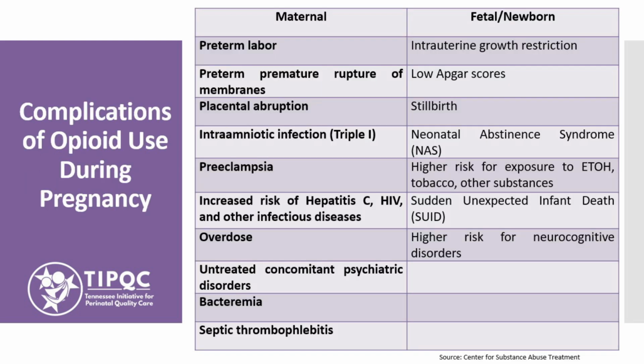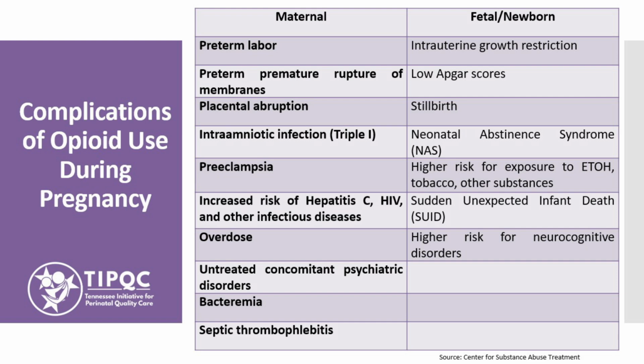So why do we care? The reason we care is that you can have significant complications from opioid use during pregnancy. The complications for the mom can lead to a very problematic pregnancy. It can lead to overdose. It can even lead to death. And so it's really important for the maternal side to have some recovery efforts put into place.